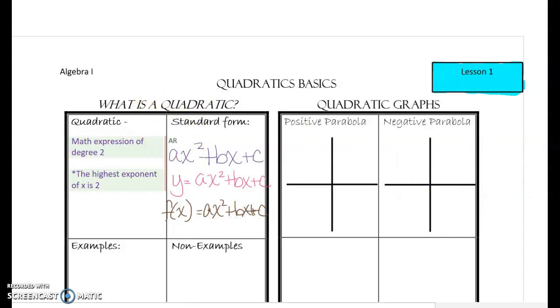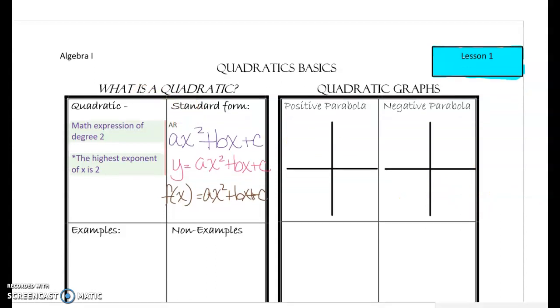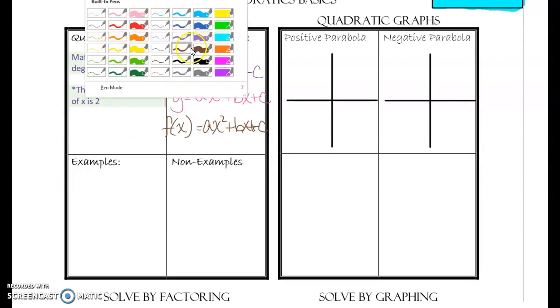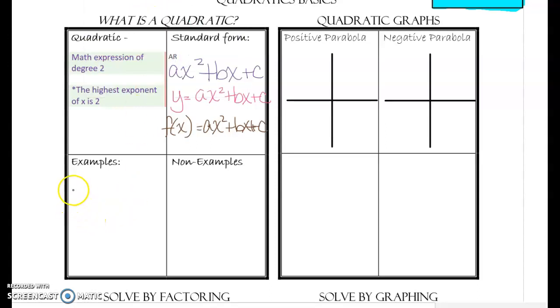Okay, so some examples of a quadratic would be these. Say we had 3x squared plus 2x plus 4. That would be an example of a quadratic. Or you could have y equals negative 7x squared plus 2x minus 8.